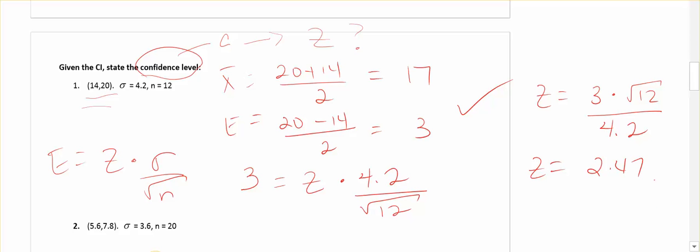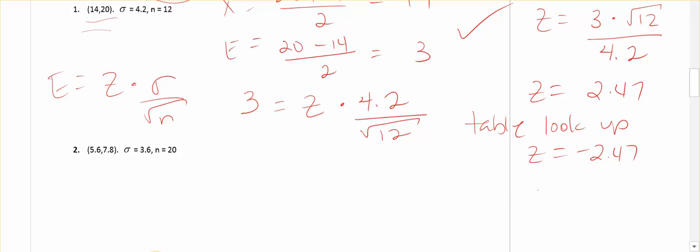Now, if you look at positive 2.47, that's not going to give you that little tail we've been practicing. So on the table, look up Z is negative 2.47 and find the area that goes with that. So the area that goes with negative 2.47 is 0.0068. Now remember that area is shared with both of the tails. So now take your area times 2.